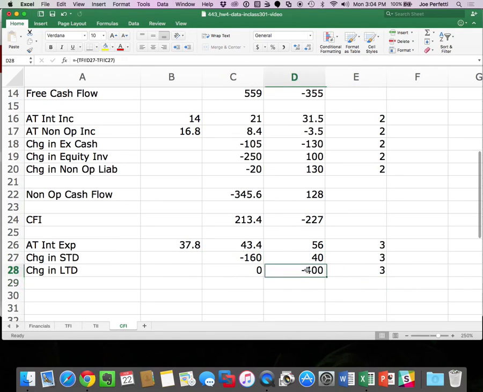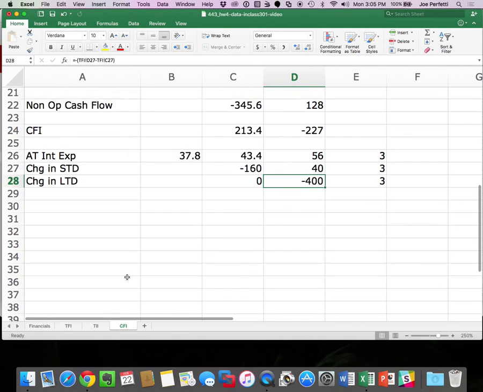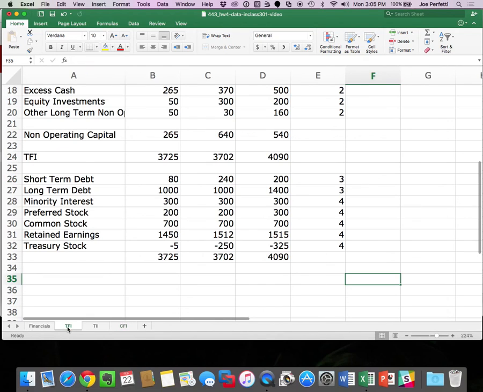So let's validate that. Negative 400 should mean what happened to our long-term debt in 2000 and what year was that? 15? What should happen? So did it add? Yes. So we can validate it the other way. Okay.